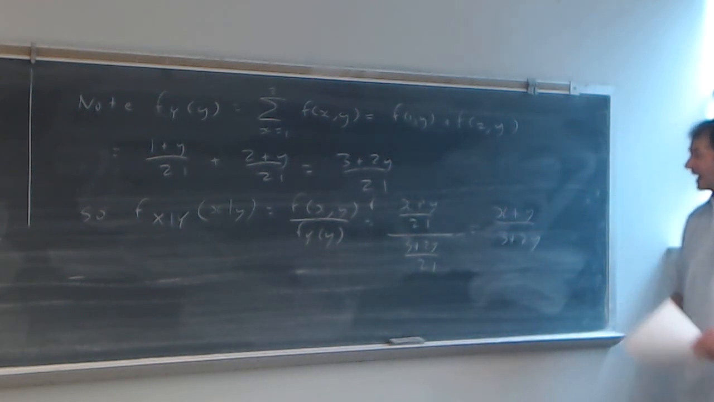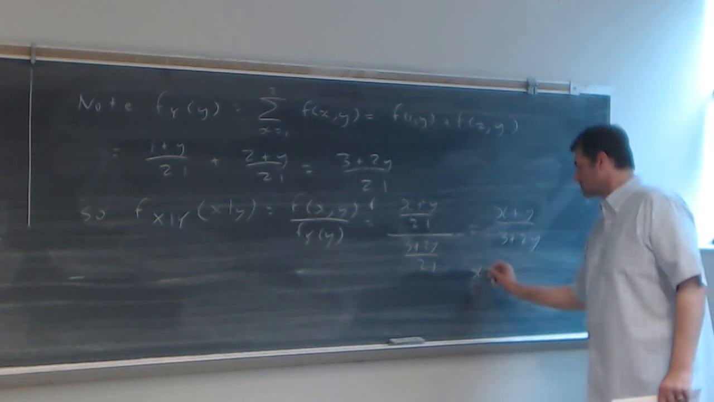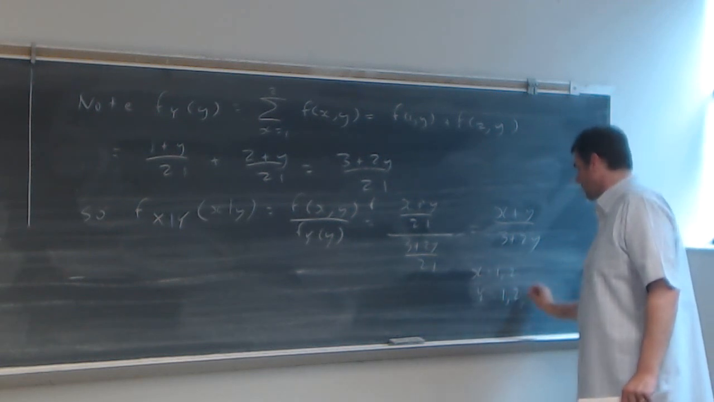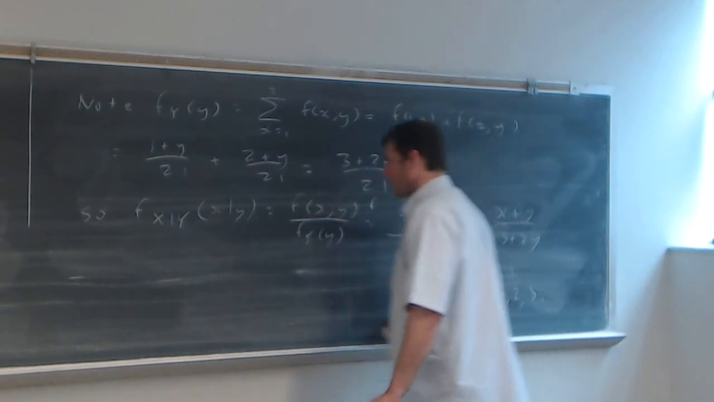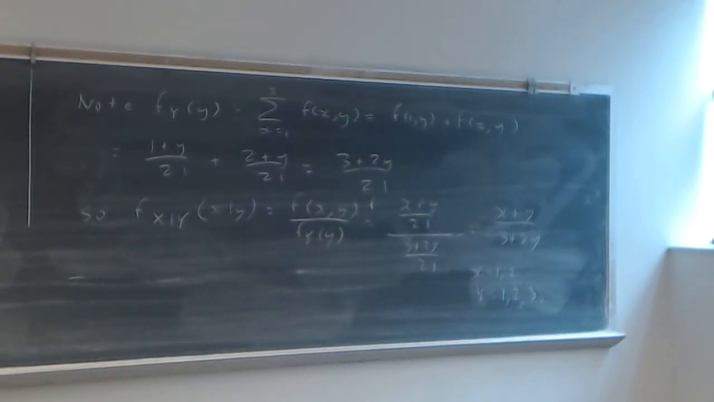That's my answer for the conditional probability mass function of x given y. Again, x is equal to 1 and 2, y equals 1, 2, and 3. Well, let's handle part B of the problem.